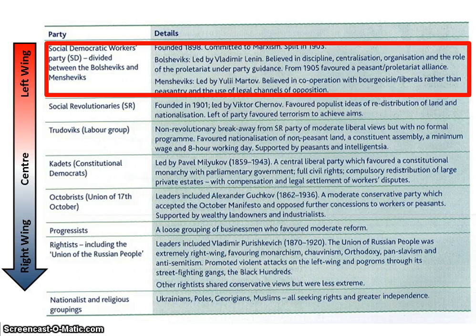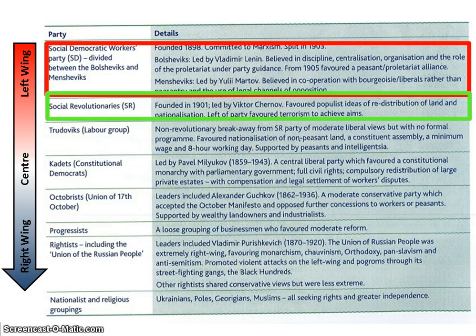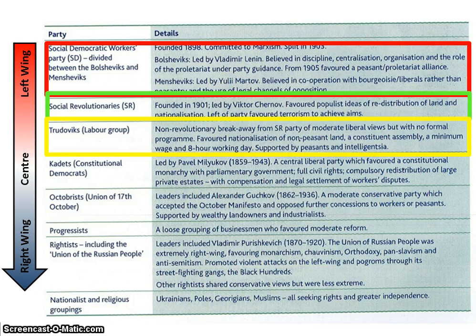Slightly less to the left, we have the Social Revolutionaries, led by Viktor Chernov, who were keen on the redistribution of land and nationalisation, and they also favoured quite aggressive terrorist techniques to achieve their aims. Just below that, we have the Labour group, or the Trudovniks, who were a non-revolutionary break away from the social revolutionaries. A little more moderate, a bit more liberal, and didn't quite favour the terrorist techniques of the social revolutionaries.